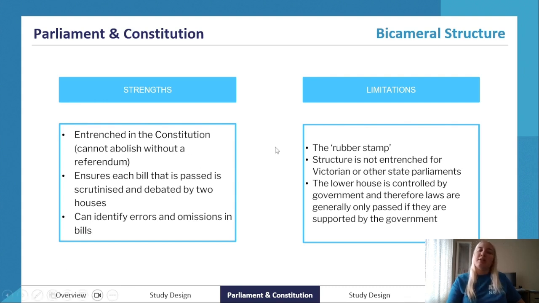Another limitation is if we have a rubber stamp Senate. So this refers to the structure. We said generally the Senate or the upper house has a different composition from the lower house. But it may occur where the government party in the lower house with the majority of seats has the majority of seats in the Senate or the upper house as well. And this is the circumstances under which the upper house is referred to as a rubber stamp.